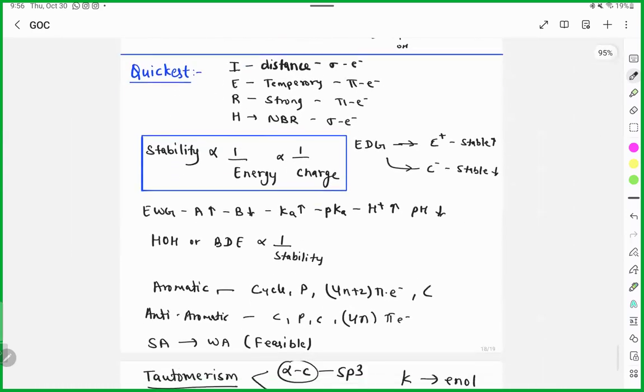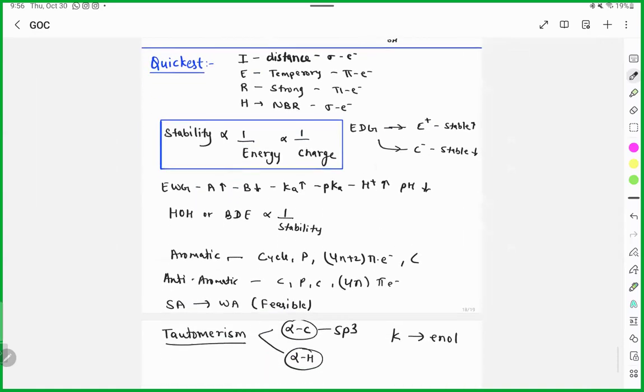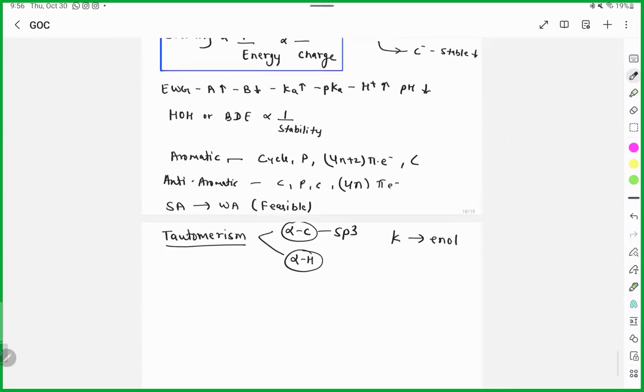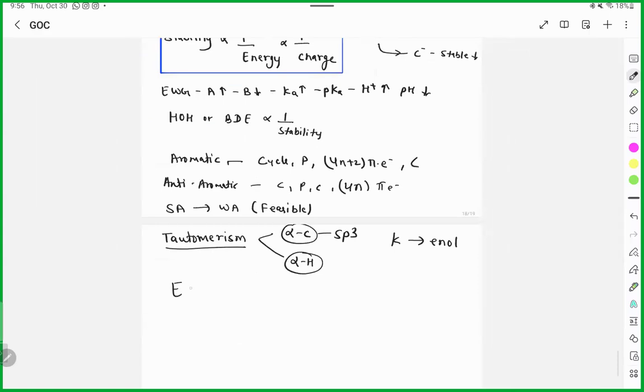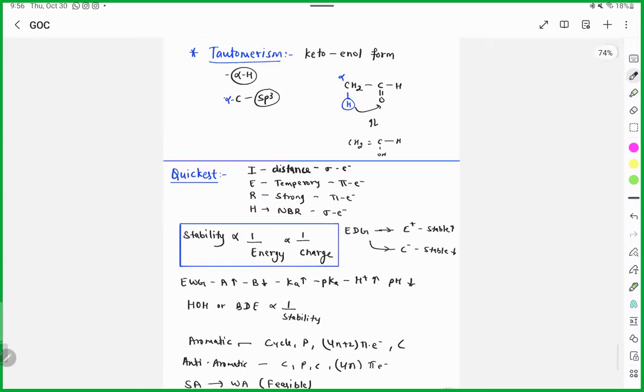Tell me, guys, how much time I took to revise this quickest summary. I left this: electrophile could be positive, could be electron deficient. Nucleophile could be negative and can have a lone pair. Done. I think I covered most of the part. Yes or no?